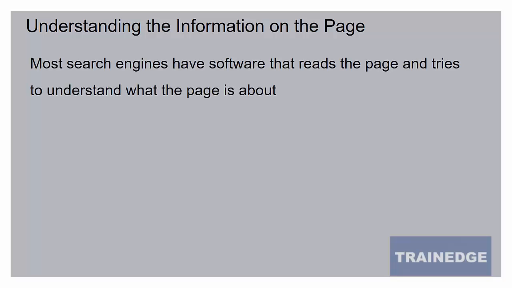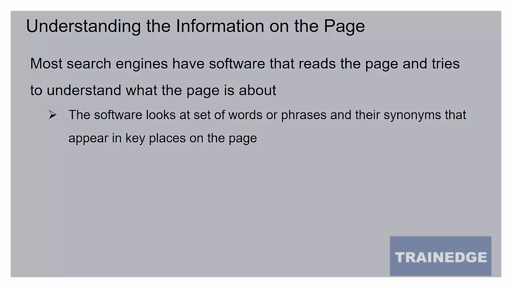Most search engines use software that reads the page and tries to understand what the page is about. However, this software still hasn't evolved to a level where it can work like a human. Therefore, search engines rely on many elements of a page to figure out what the page is about.